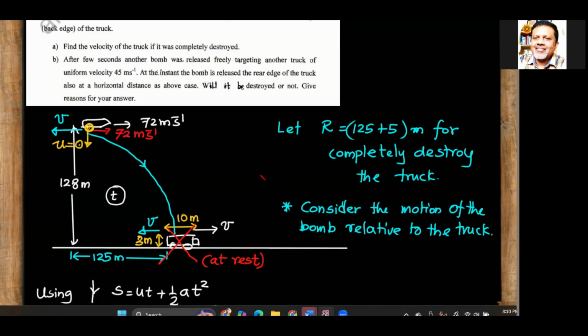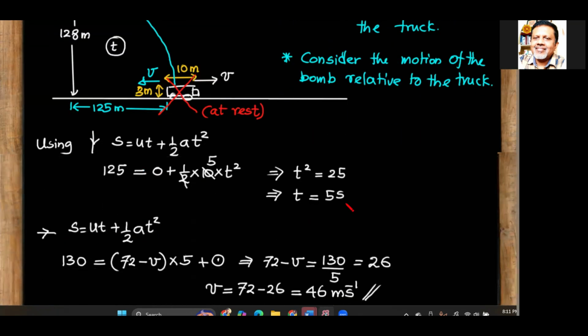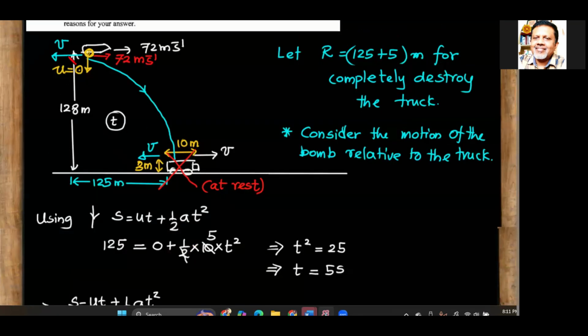Now, after a few seconds, the aircraft should move some distance away from the first point of release of the first bomb, right? It is somewhere here. And it releases another bomb. In this case, actually, we don't need to consider the time because the time calculation we have already done. It takes 5 seconds to reach the ground for every bomb.